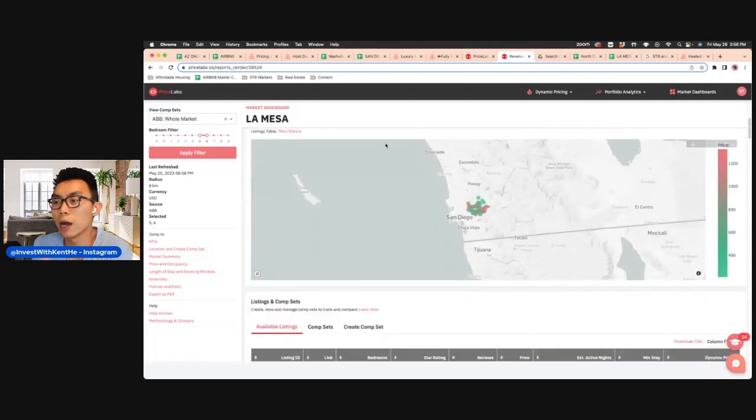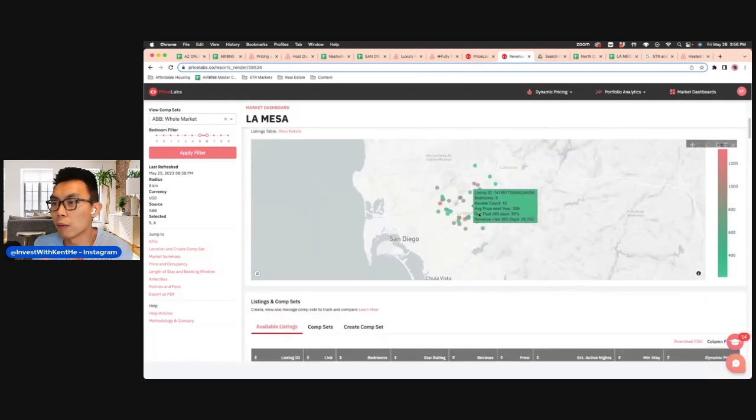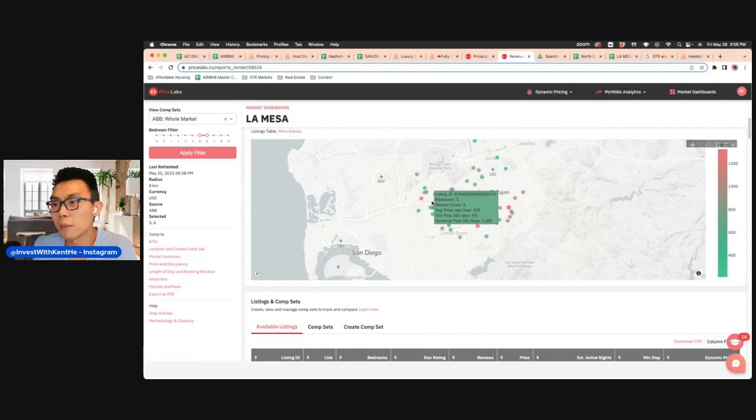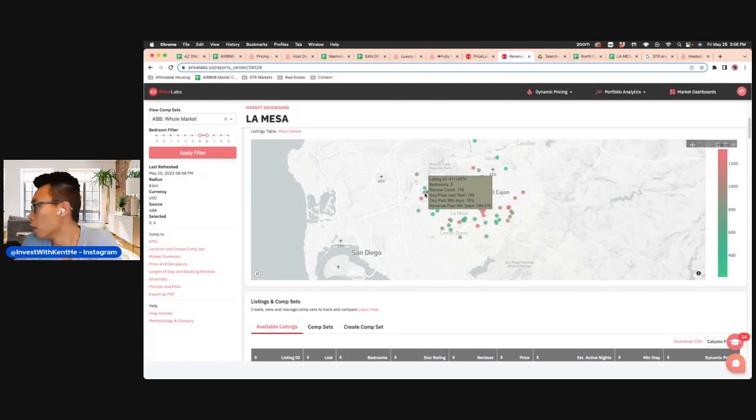And I am coming down here and I'm looking at a few things. So this is La Mesa, which is just right next to San Diego. And this is what I do. I kind of do this little thing, what I call a hover trick. When you look at this property and look at this box at the bottom there, it says revenue past 365 days. It says 295,000 roughly. So I'm going to use 300 grand.